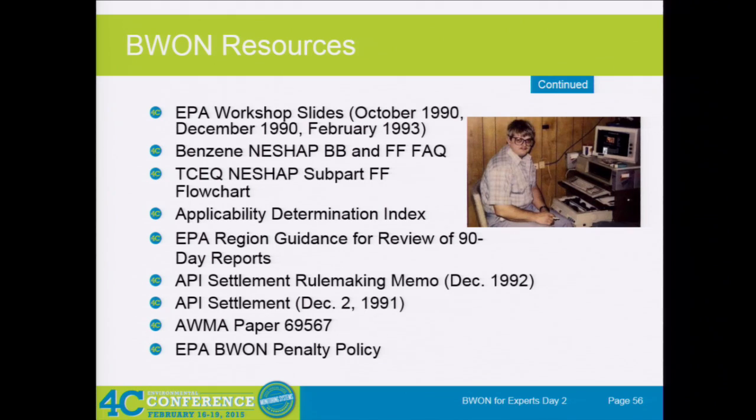We have some ADIs on there, including the sour water ADI. EPA region guidance for the 90-day reports, for your quarterly reports, API settlement rulemaking, an AWMA paper, and the EPA B1 penalty policy.